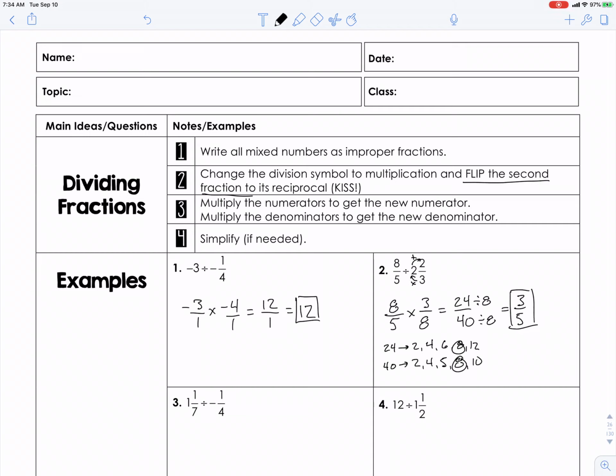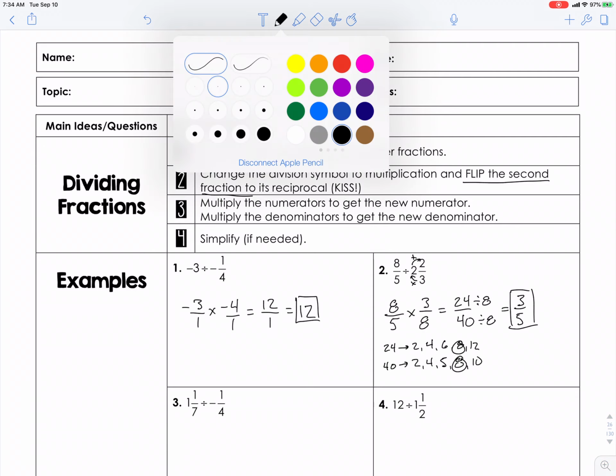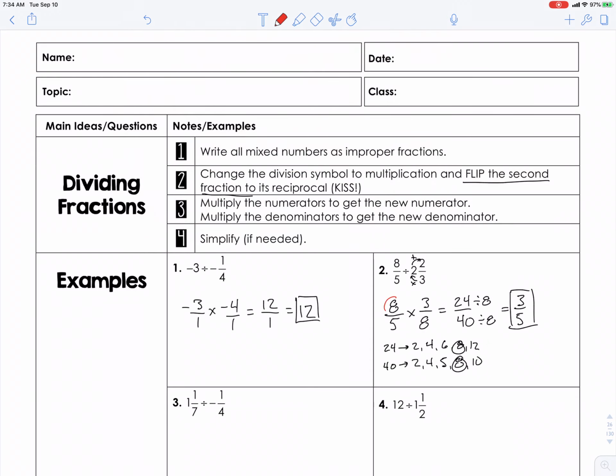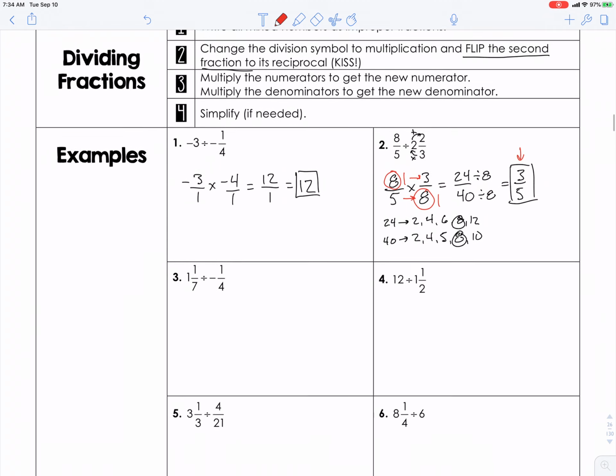Now, one of the things you could have done, back over here, let me use red, is this 8 and this 8. I can cross-reduce those to become actually a 1 and a 1, because 8 goes into 8 one time. And then if I multiply straight across, guess what I get? 3/5. Because the 1 times 3 and the 5 times 1. And I wouldn't have had to reduce it later. But see, I would have got the same answer either way. Okay, so you can cross-reduce also. It helps if you reduce your fractions, and it helps if you cross-reduce.